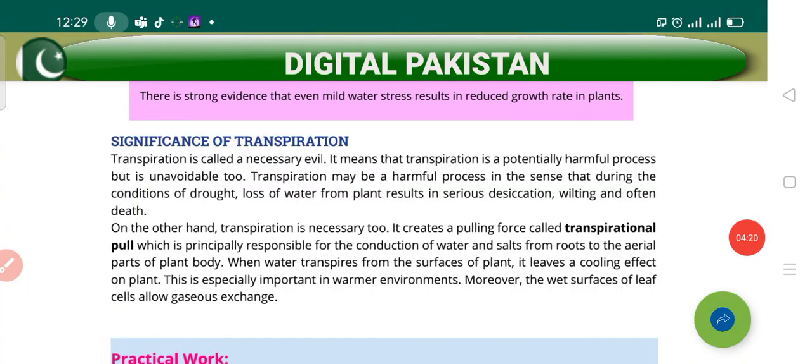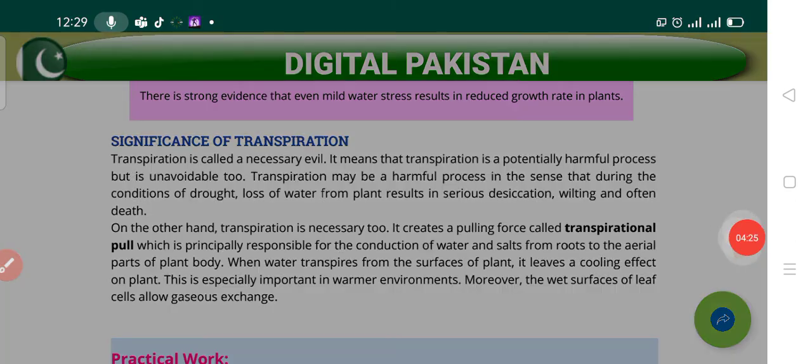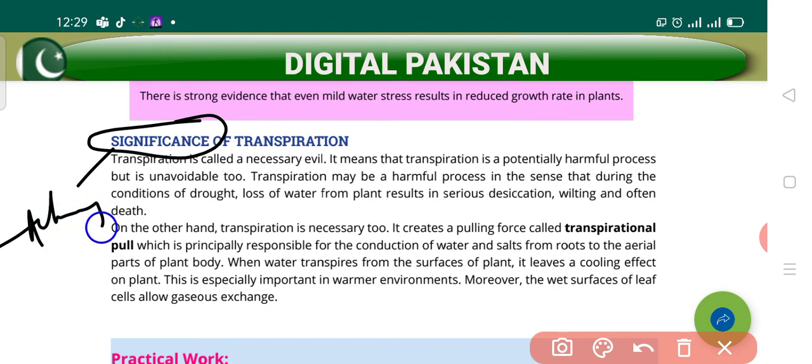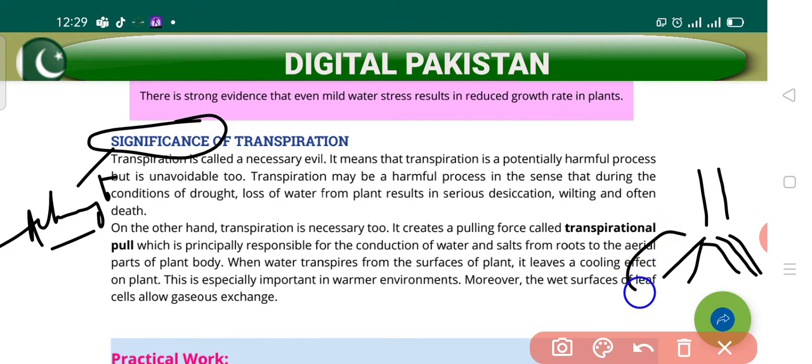Okay, the next topic which we are going to discuss is the significance of transpiration. What is the significance of transpiration? The significance means advantage. What is the advantage of transpiration? Basically, you know that these are the roots. Here we have the roots in the plants, and here we have the soil.